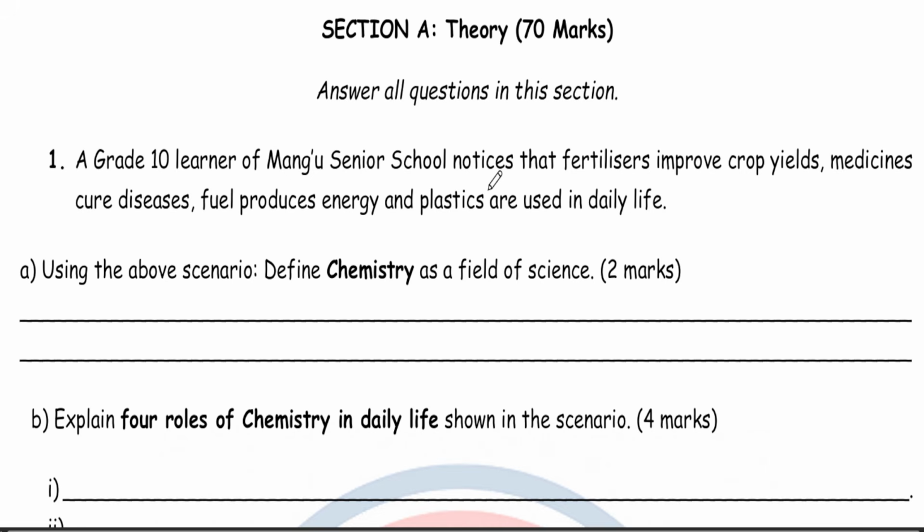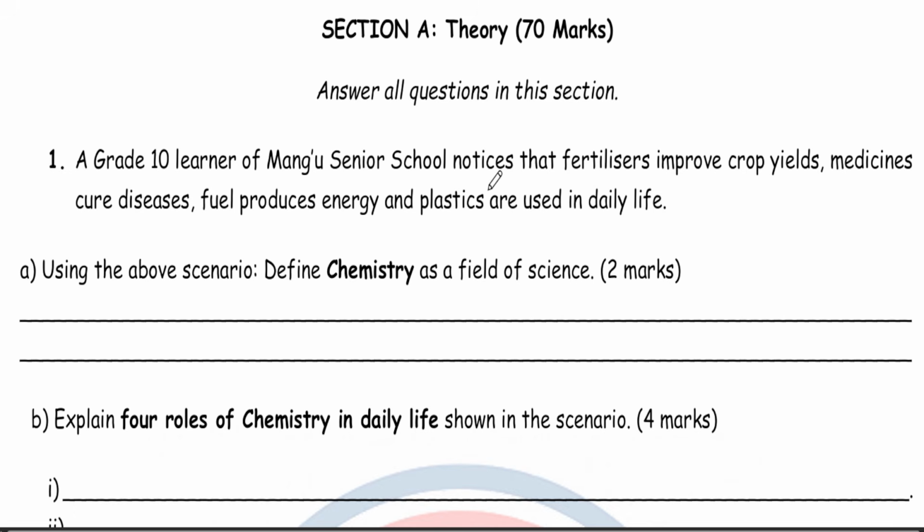Question 1. A grade 10 learner of Mango Senior School notices that fertilizers improve crop yield. Tamam. Medicines cure diseases, fuel produces energy, and plastics are used in daily life. So using the above scenario, define chemistry as a field of study. Then that's the first question that you need to ask yourself.